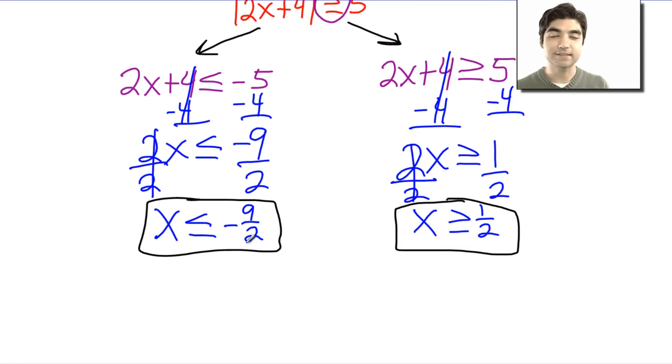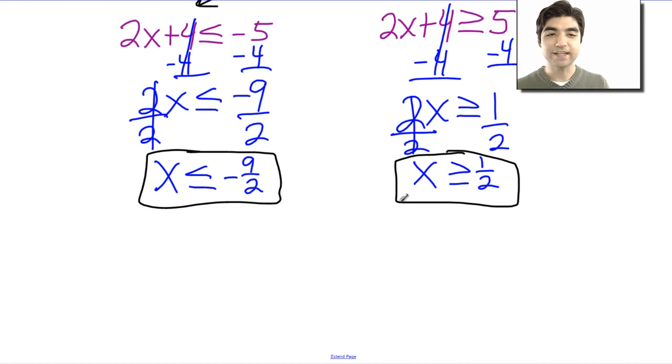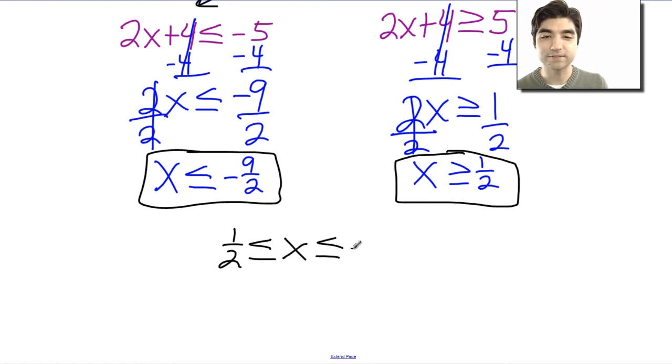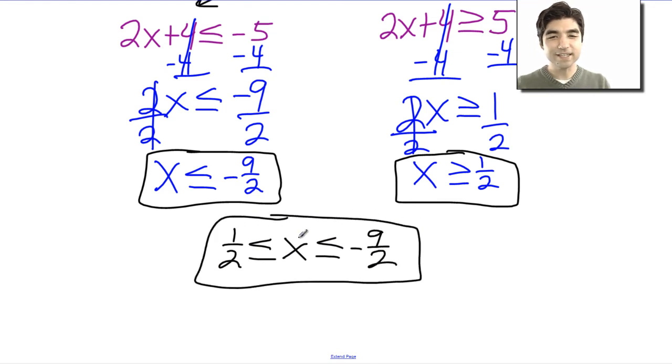Technically, I mean, this is a little advanced. Maybe, hopefully you could see this, but I could actually put these two together. So I could say 1/2 is less than or equal to x, which is less than or equal to negative 9 over 2. So take a look at that and see how I did that. I actually flipped this one, took the reverse of it, and then that allowed me to put those two together.